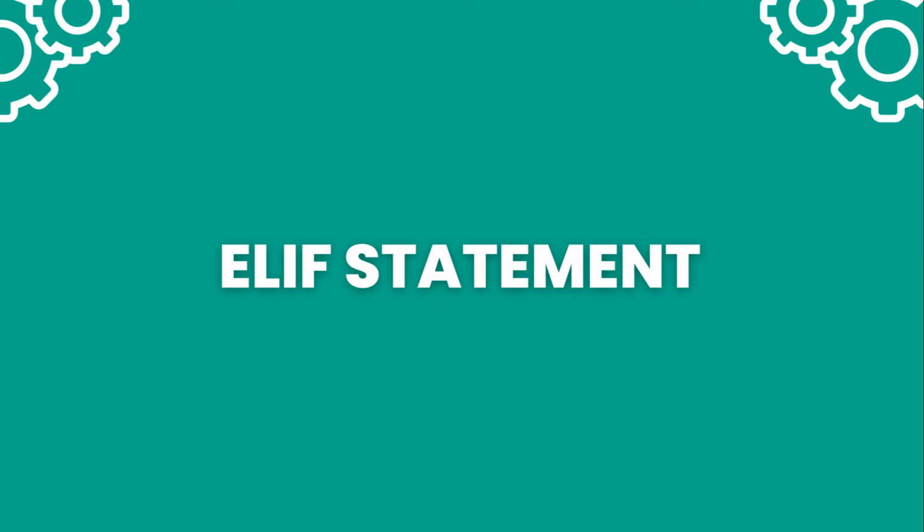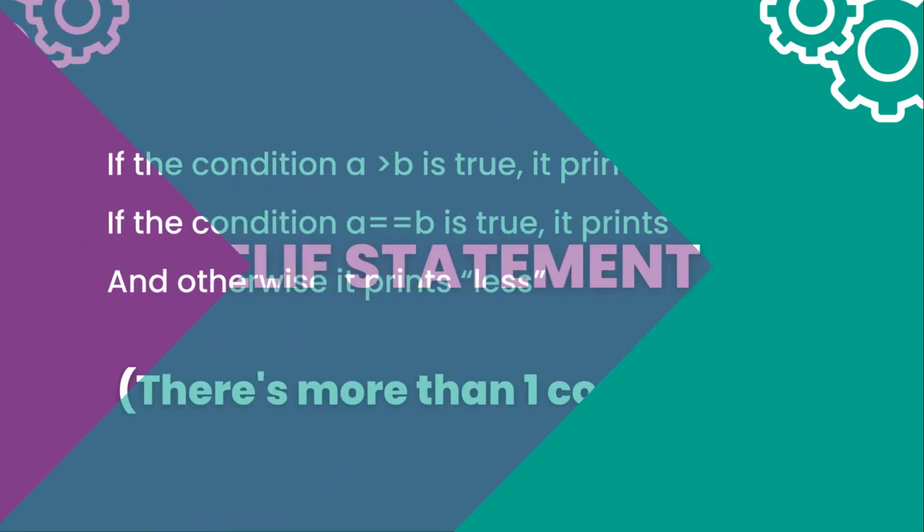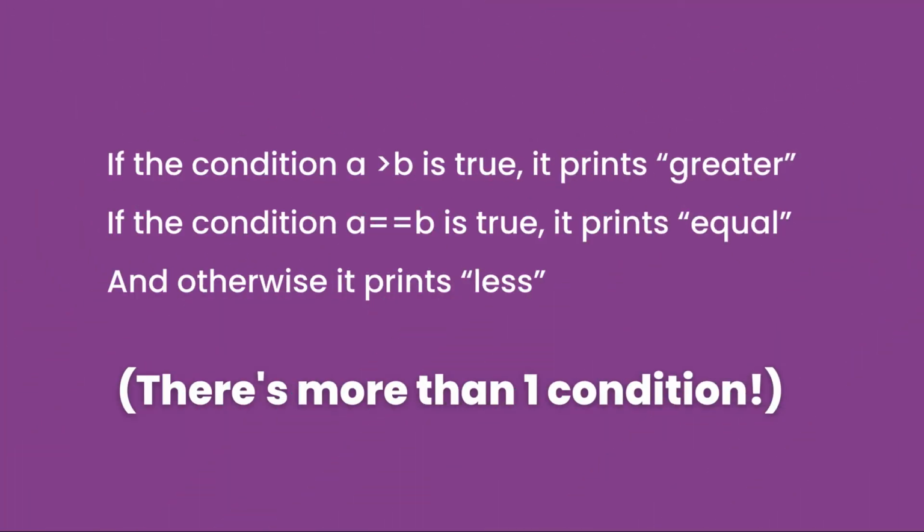So we were learning about the if-else statement and how to tell the computer if something is true, do this, else do that. But what if I have more than one condition to be met? What if I want to write a code that does this? If the condition A is greater than B is true, it prints greater. If the condition A is equal to B is true, it prints equal. Otherwise, it prints less. We can use the Elif statement to do this.